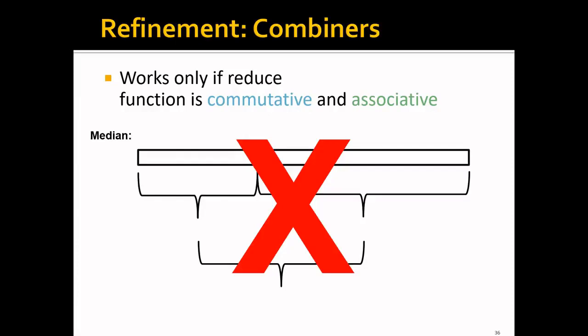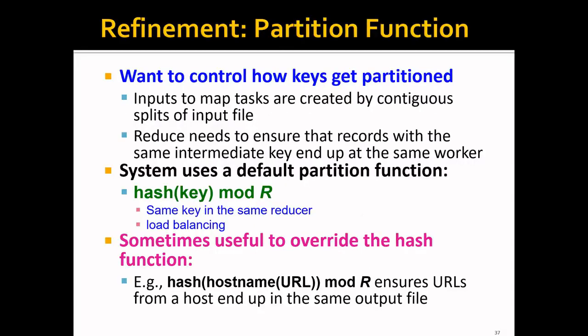And besides the refinement on the combiner, there's another refinement on the partition function. As you recall, the partition function is actually just a hash function to hash the key in the key value pairs to some reduce workers, right? And it will ensure that the key value pairs with the same key will always end up in the same reduce worker. And usually the system will use a default partition function, which is something like this.